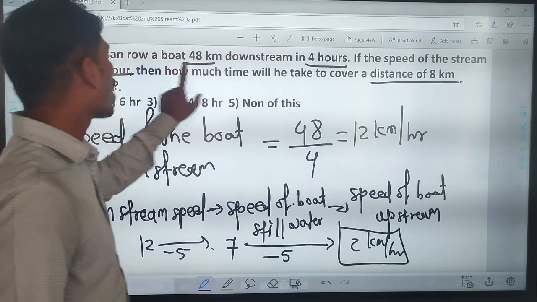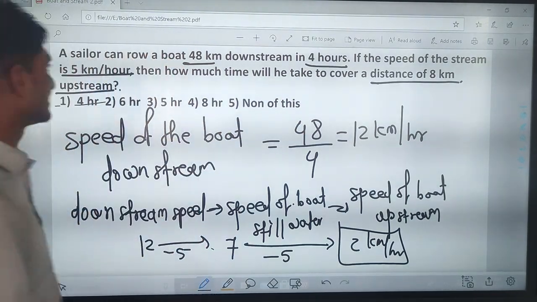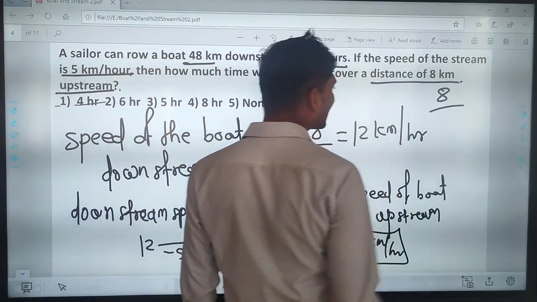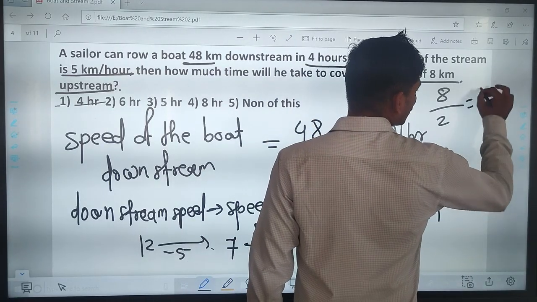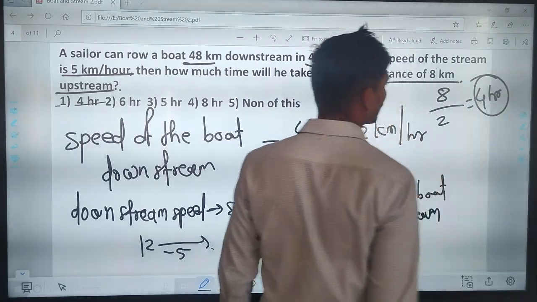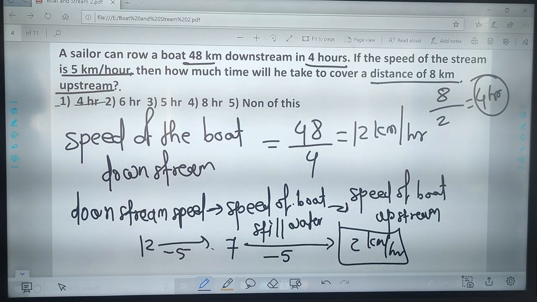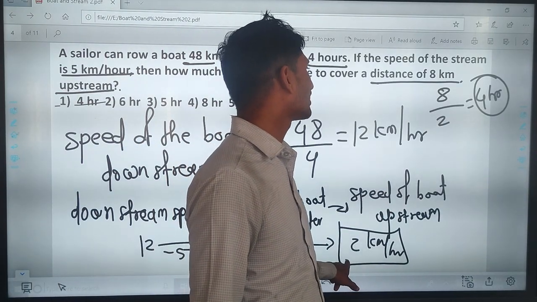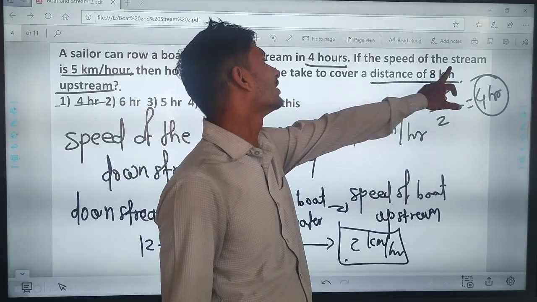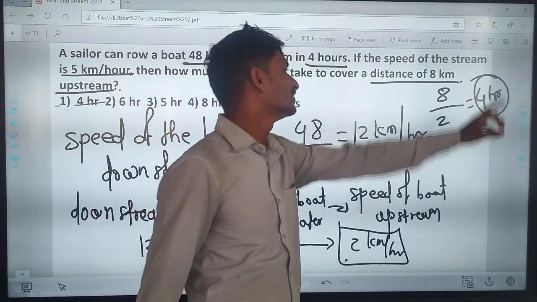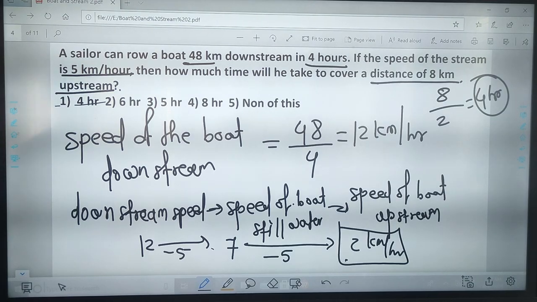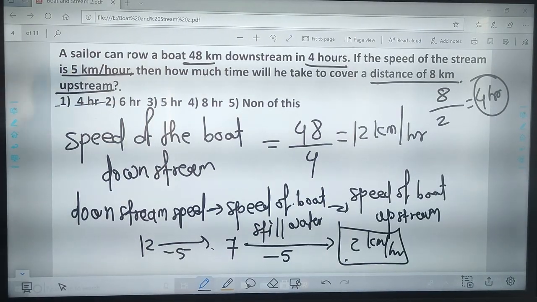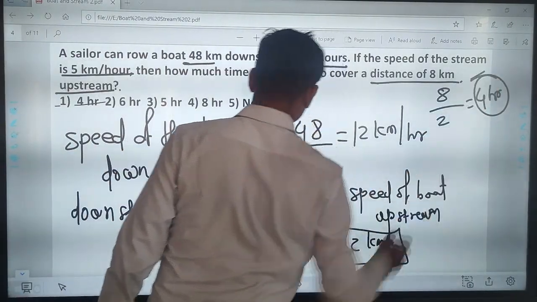Then how much time will be taken to cover a distance of 8 km upstream? The total distance is 8 and the upstream speed is 2. Then the total time required is 4 hours. The upstream speed is 2 km per hour and the distance covered is 8 km. Then 8 divided by 2 is 4. So 4 hours are required to cover 8 km upstream. Your answer is 4 hours. Now next.